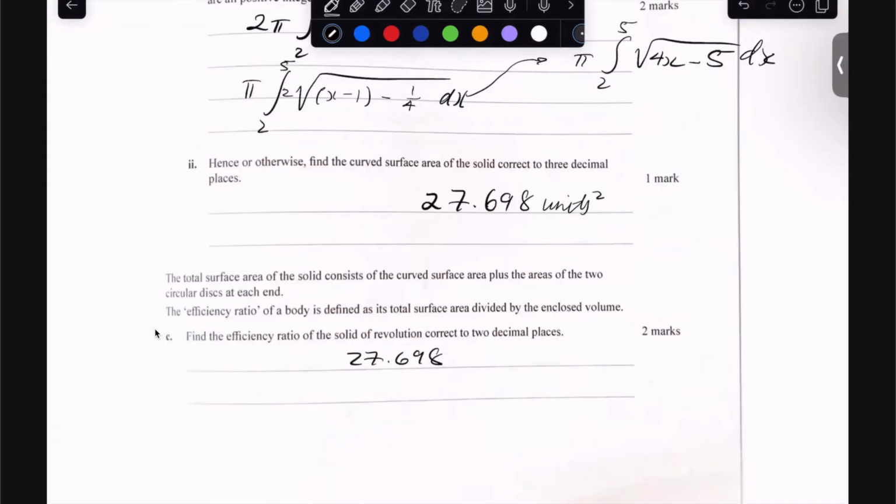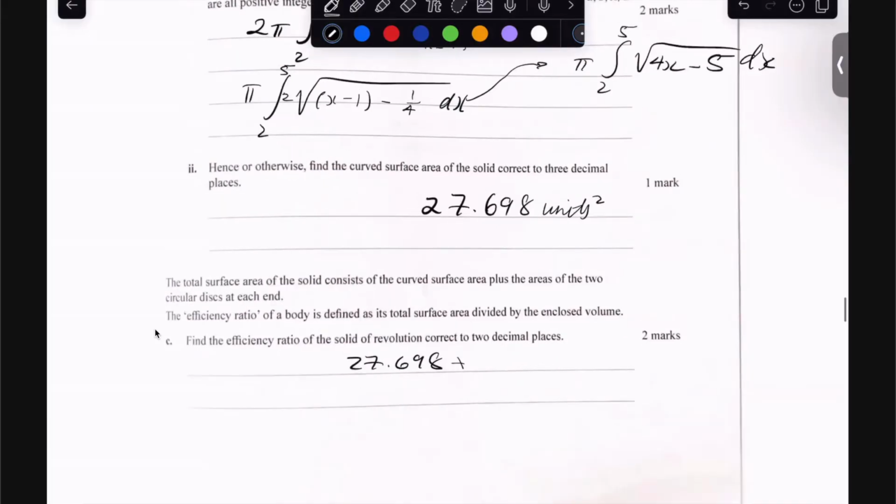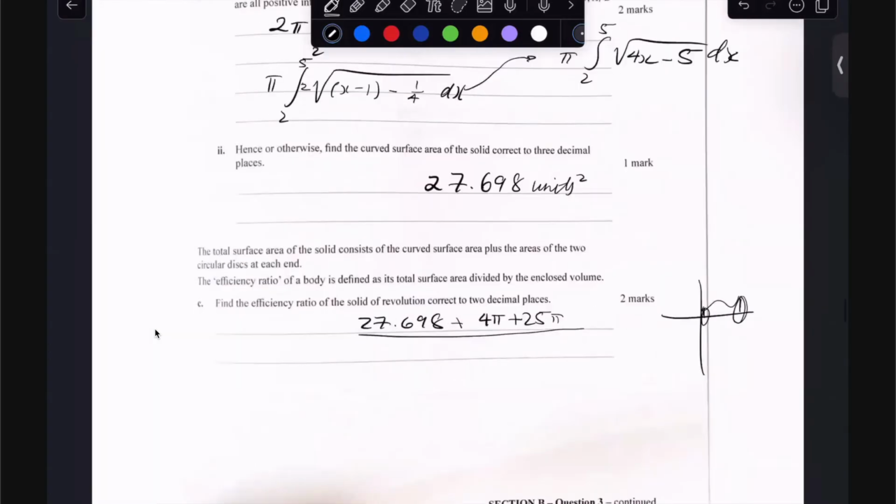27.698 is the surface area. Then you need to add the 2 circular discs at the start. So pi times 2 squared plus 25 pi, because if you think about it, you're basically rotating something like this around, and the radius here is 2, the radius here is 5. You need to add those surfaces there, these circles, and then divide that by the volume we found, which was 15 pi over 2.